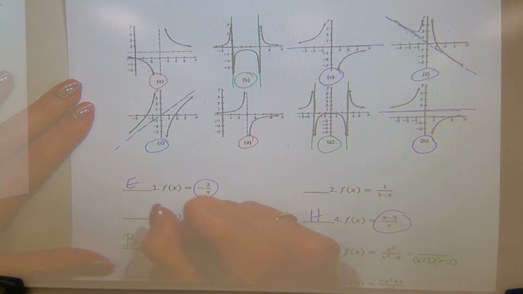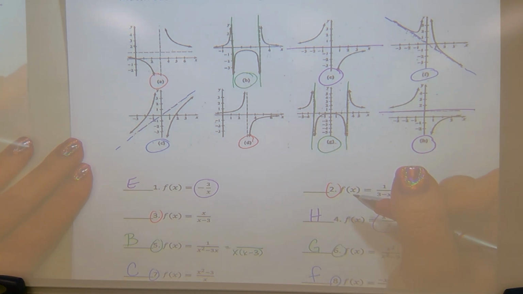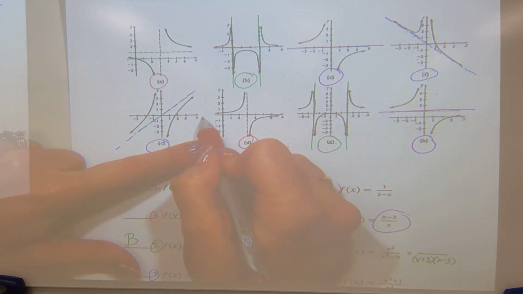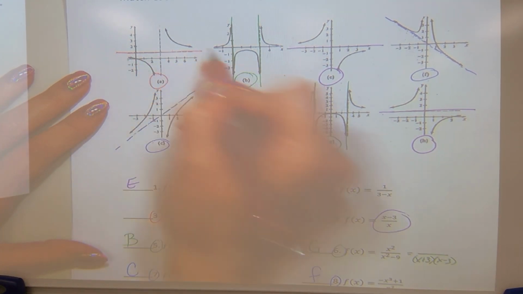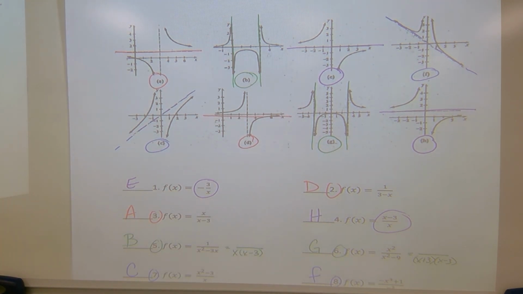I see that equations 2 and 3 have to go with graphs A and D. And again, I already know where my vertical asymptote is. So now I need to figure out which one has the correct horizontal asymptote. Same rules. So I figure out that 2 has to go with D because my horizontal is at the x-axis. And A is going to go with equation number 3 because my horizontal asymptote is at a positive 1.